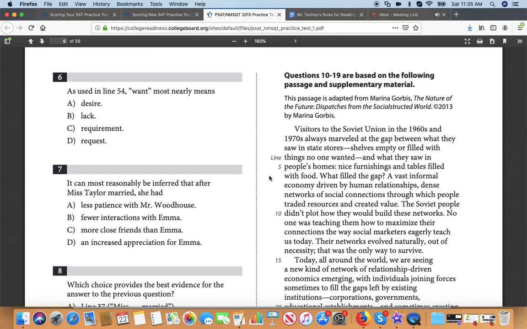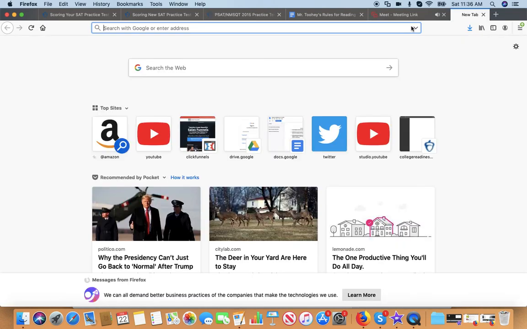Okay. So people marveled at the gap between what they saw in state stores, shelves empty or filled with things no one wanted, and what they saw in people's homes, nice furnishings and tables filled with food. Have you ever seen a picture of a grocery store in Venezuela? Probably, but I've probably never really... I'm going to do a quick Google image search.